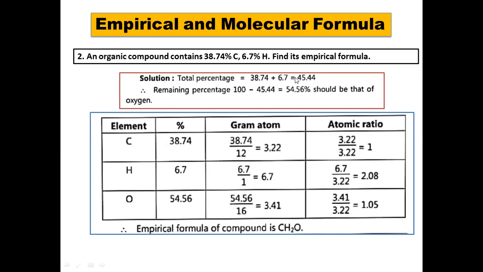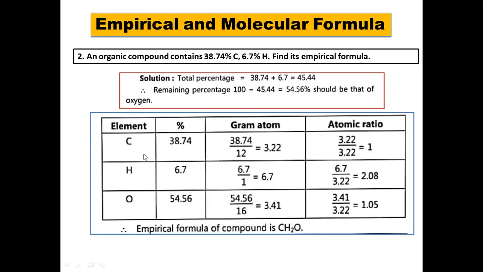Now it will be subtracted from 100, because the total percentage is 100. To get the percentage of oxygen, we'll subtract 45.44 percent from 100. So the remaining percentage is 100 minus 45.44, and the answer is 54.56%. Oxygen is there in the compound as its percentage was missing. So we have calculated the oxygen percentage by summing carbon and hydrogen and subtracting from 100 percent. So we'll go for the calculations.